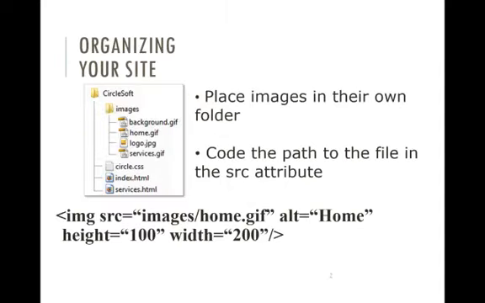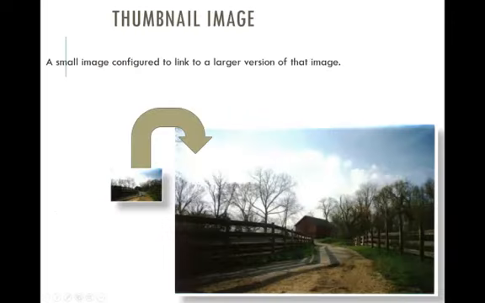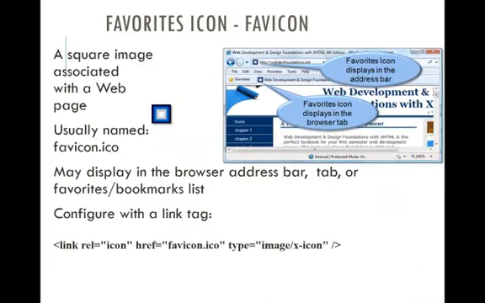When organizing your site, make sure that you're placing images in their own folder, and then code the path to the file in the source attribute, as seen here. You have images, and then all your images are in that folder itself, and then you're telling it to go to the images folder and then find the image named home.gif. A thumbnail image is simply a small image configured to link to a larger version of that image. Favicons are the little images or icons that you get at the top of a web page.